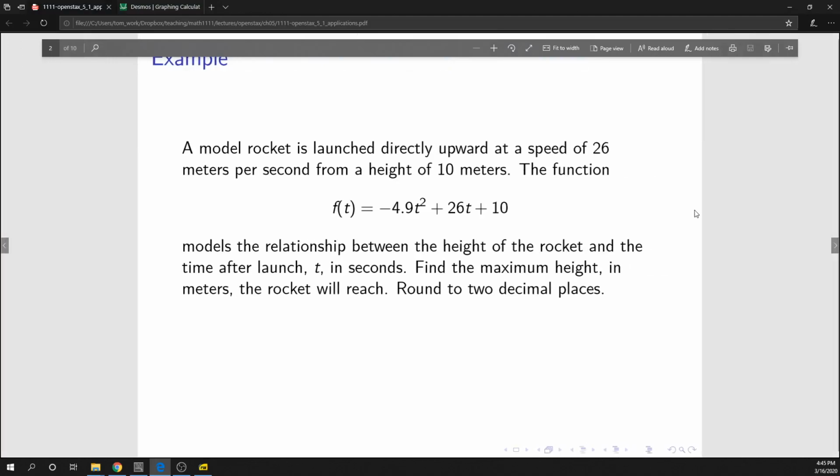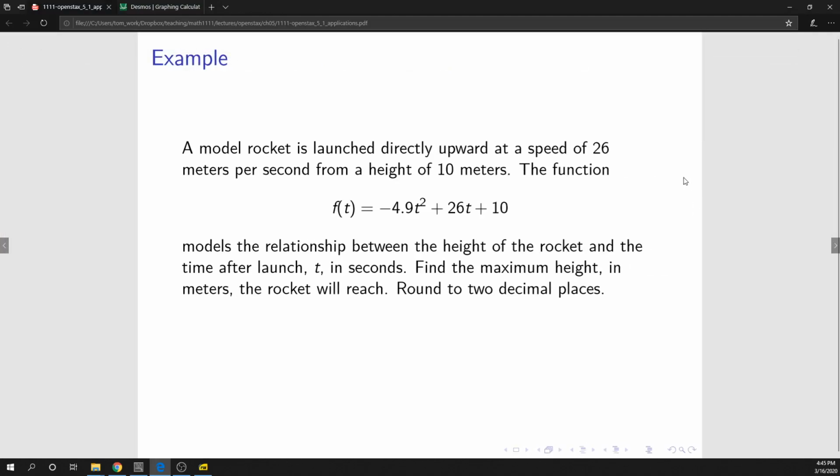All right, so in the first example, we have a model rocket launched directly upward at a speed of 26 meters per second from a height of 10 meters. The function f of t equals minus 4.9 t squared plus 26t plus 10 models the relationship between the height of the rocket and the time after launch, t in seconds. In this example, they want us to find the max height in meters that the rocket will reach, and round to two decimal places.